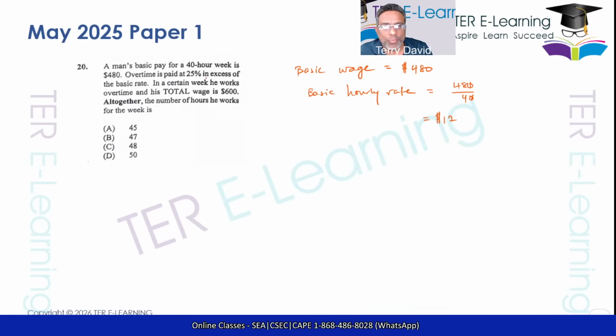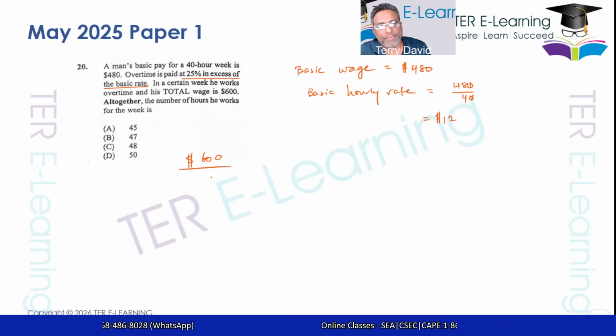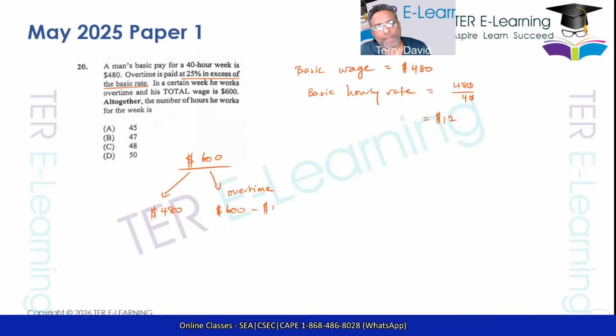Now they're telling us that overtime is paid at 25% in excess, right? Now this word in here could be a little tricky for some. All right, what do we know? On a certain week you got $600. So $600, right? This is actually made up of the 480, that's normal pay, basic wage, right? Plus, to work out the overtime, right? So this is overtime here. So that overtime will be $600 minus the 480. So that's going to give us $120, right?